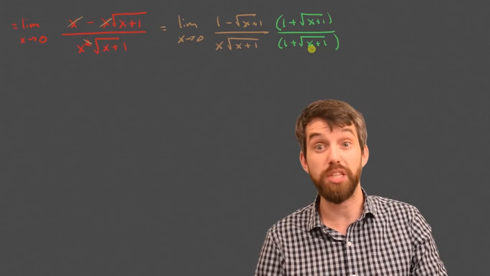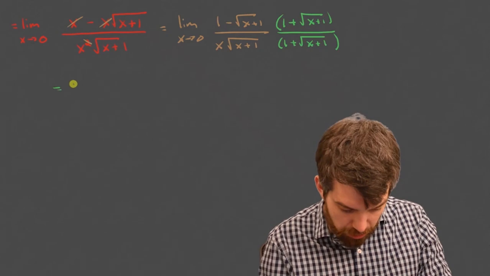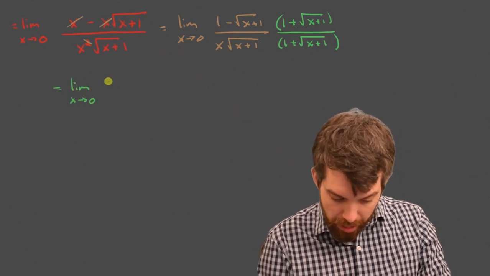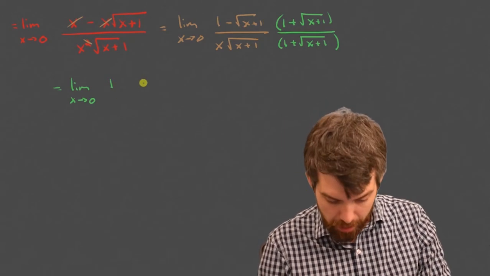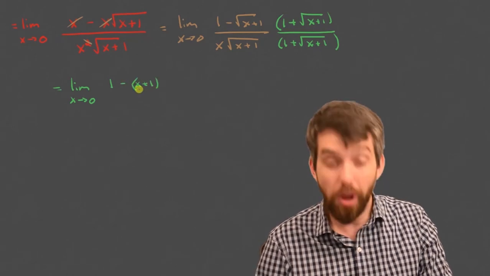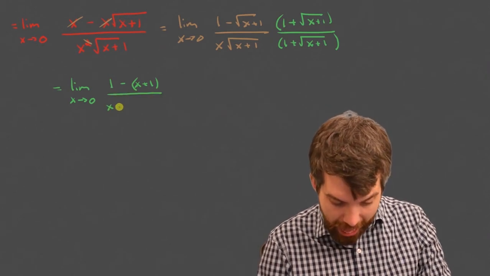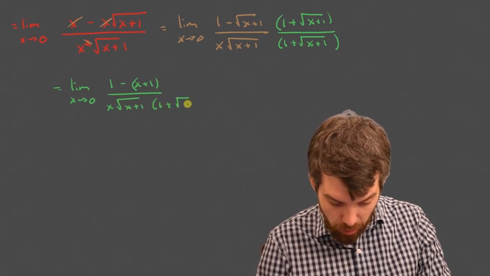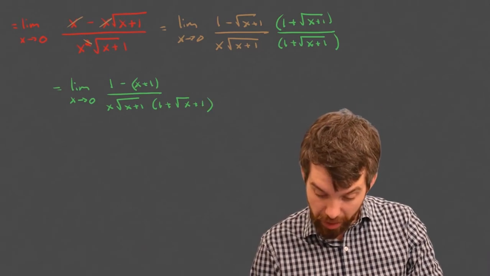All right, so let's do this multiplication and see what we get. I'm going to say that this is equal to the limit as x goes to 0, as always, keep that out the front. Then the way the multiplication works is I'm going to have a 1 squared, but just 1. I'm going to be subtracting off an x plus 1, and then the cross terms are going to cancel each other. And then this is all going to be divided by x times the square root of x plus 1, times 1 plus the square root of x plus 1, which is kind of a mess, but no worries, we can deal with that for sure.